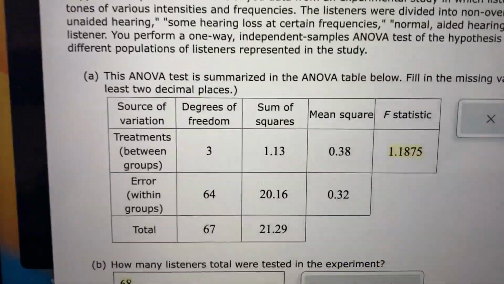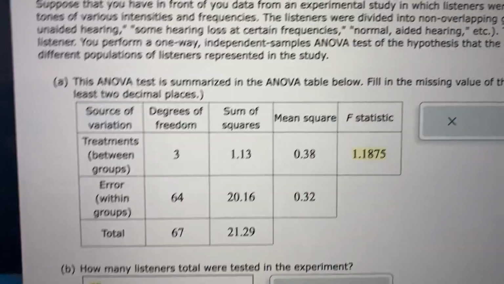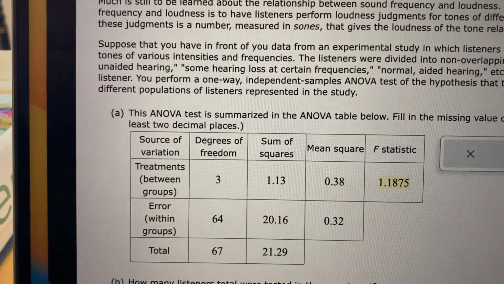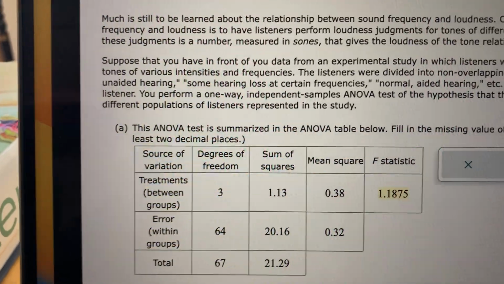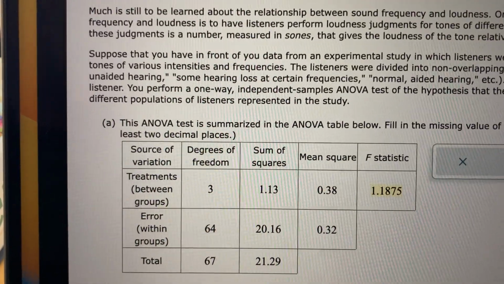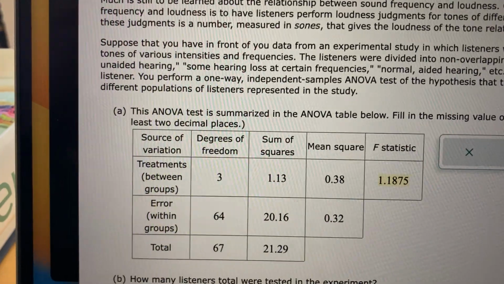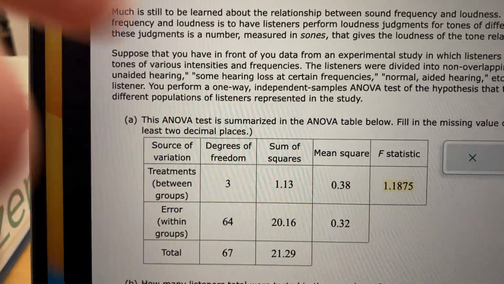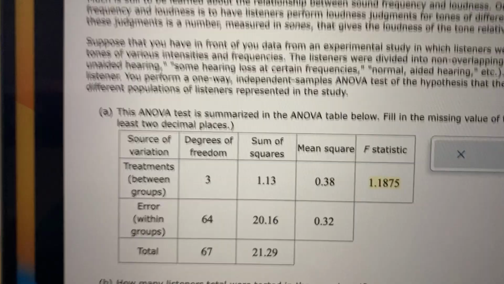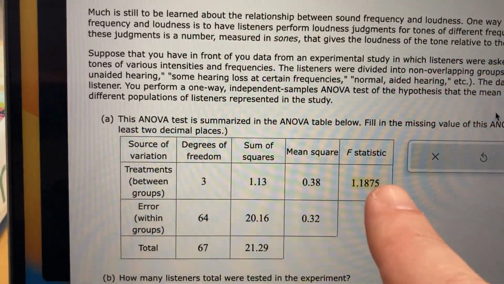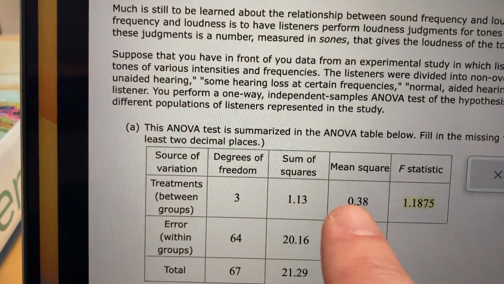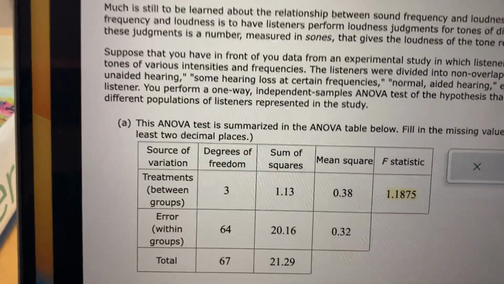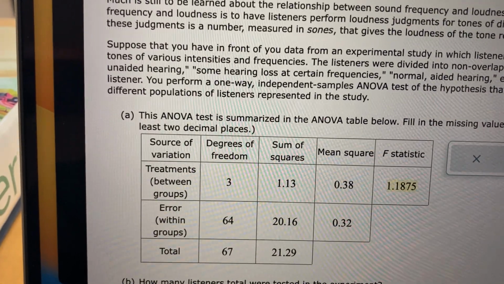Now, the F statistic. In the problems that I give you on the test, I have you put the data in L1, L2, L3, and so forth, and you run the ANOVA test. The calculator will generate a printout, it doesn't match the way this looks, but it gives the same information. What you end up doing to get the F statistic is take 0.38 divided by 0.32. And that will give you your F statistic, okay?